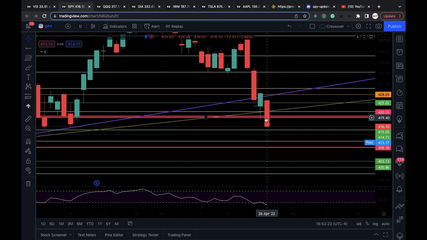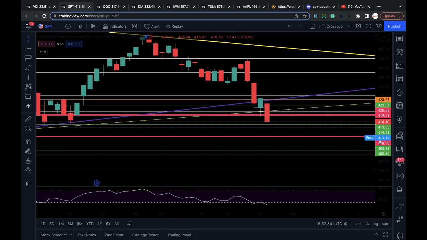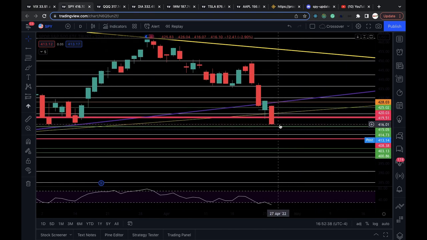Around 416, 7 cents off of my price target, but it actually hit it when you can see it in the 15-minute chart. For some reason, it's not showing on the daily chart, okay? But it's around 413 now in the post market. So that 415 to 416 zone, gotta watch that, all right?